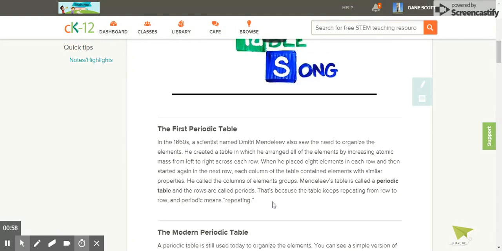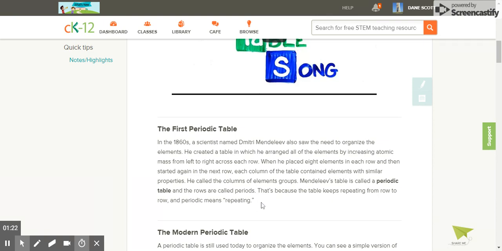The first periodic table. In the 1860s, a scientist named Dmitri Mendeleev also saw the need to organize the elements. He created a table in which he arranged all of the elements by increasing atomic mass. That's the number on the bottom, from left to right across each row. When he placed 8 elements in each row and then started again in the next row, each column of the table contained elements with similar properties.